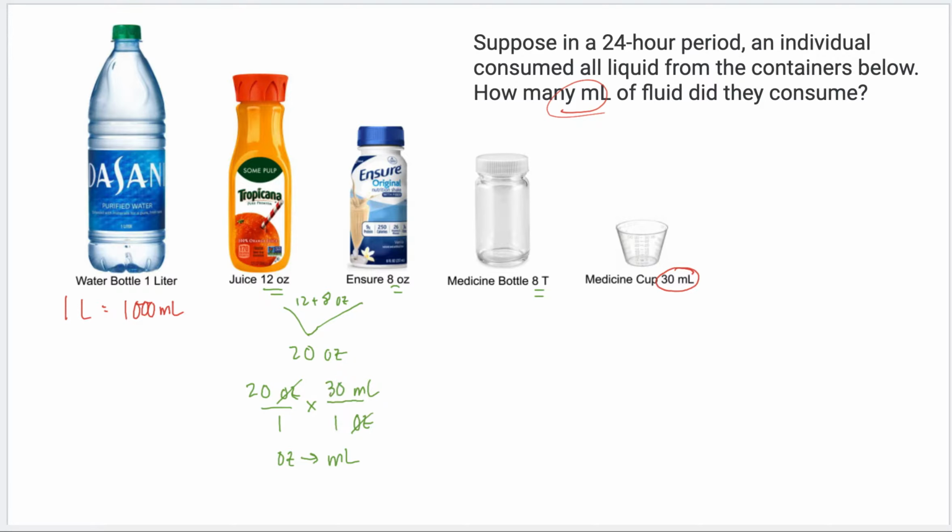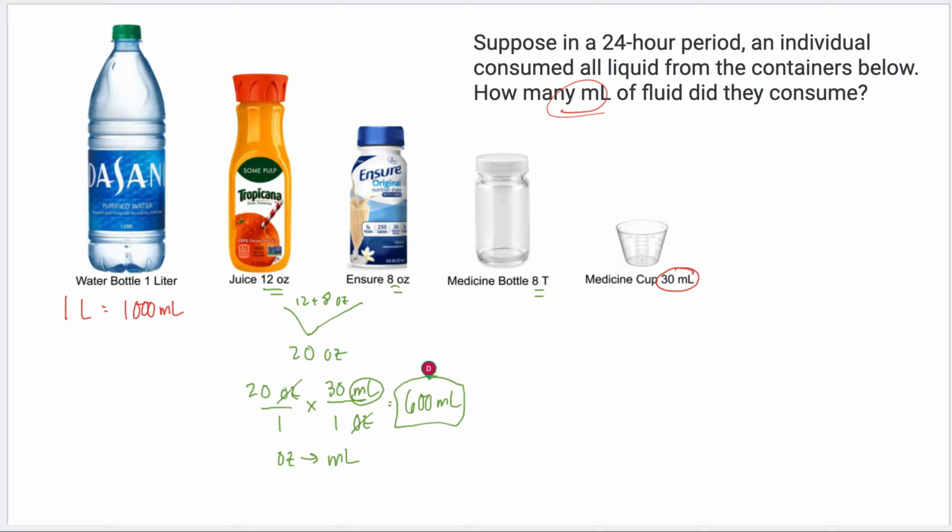So now all I want to do is multiply 20 times 30, and I will get the number of milliliters in 20 ounces. What we should get here is 600 mLs. 20 times 30 is 600. So there's 600 mLs in 20 ounces. I'm going to put a little box around that to remind myself that's good to go.